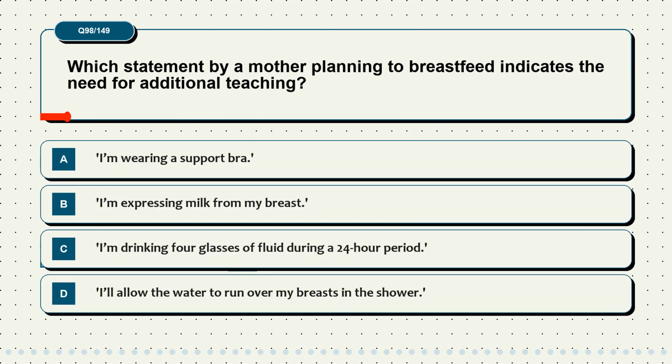Question 98. Which statement by a mother planning to breastfeed indicates the need for additional teaching? Here are the options. Option A. I'm wearing a support bra. Option B. I'm expressing milk from my breast. Option C. I'm drinking 4 glasses of fluid during a 24-hour period. Option D. I'll allow the water to run over my breasts in the shower.